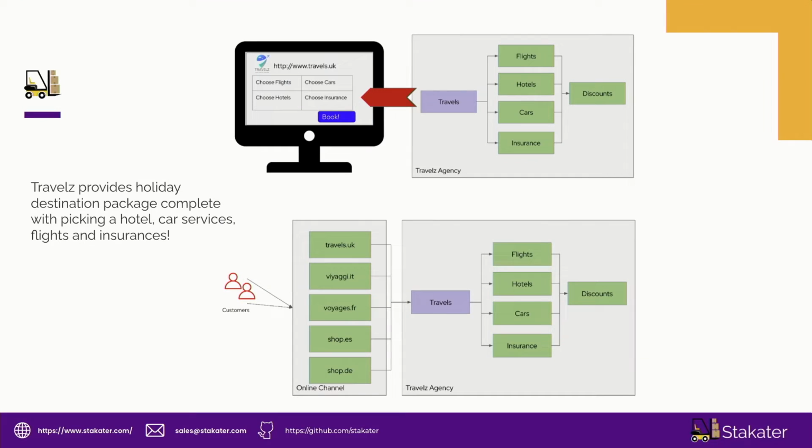Let's take a look from a concrete example perspective. Let's say there's a travel organization which offers you to choose a hotel, car service, flights, and insurance. And this is their current architecture: they have built lots of microservices here, flights, hotel, cars, insurance, discounts, and they have built an API called travels.